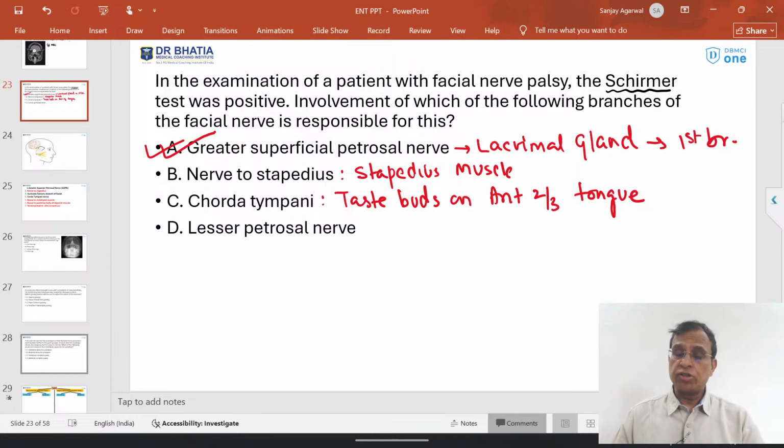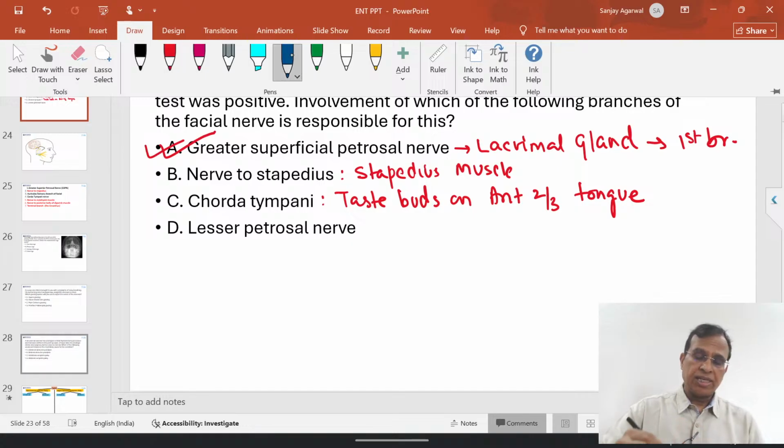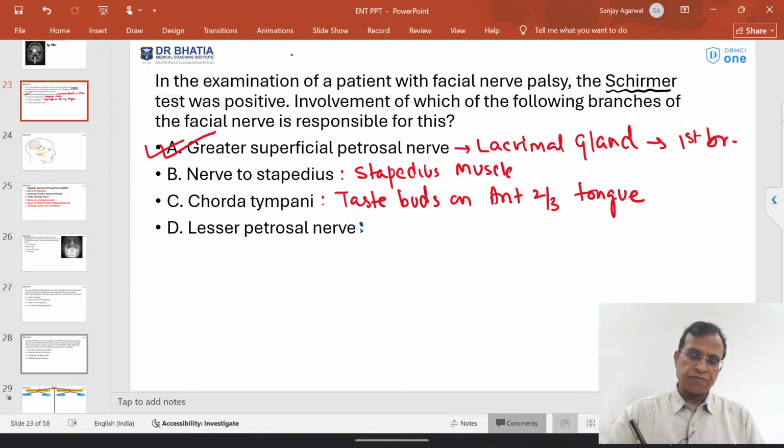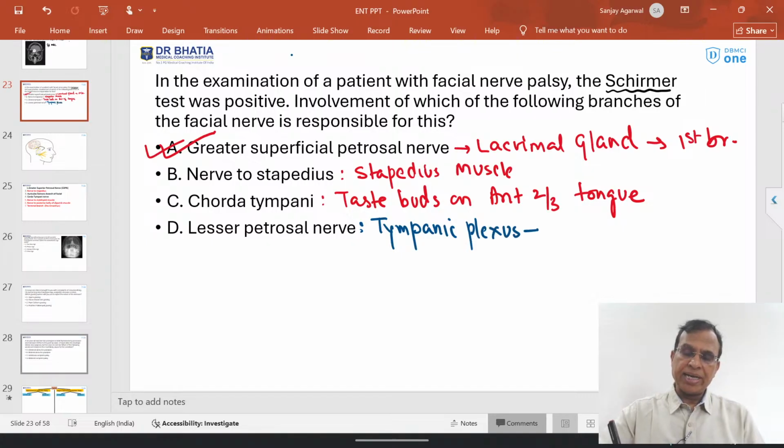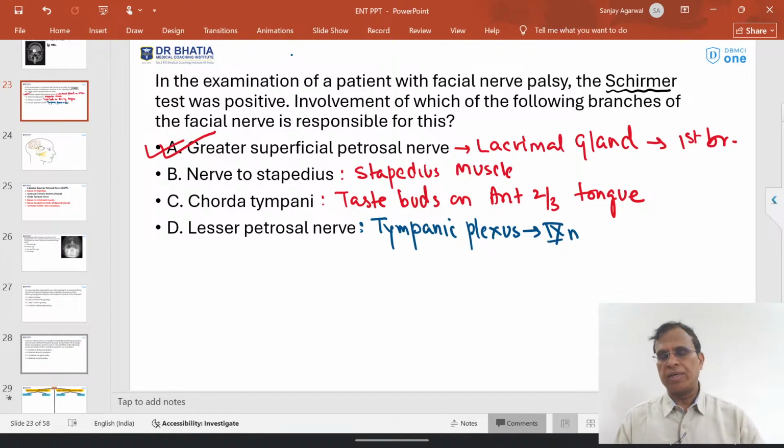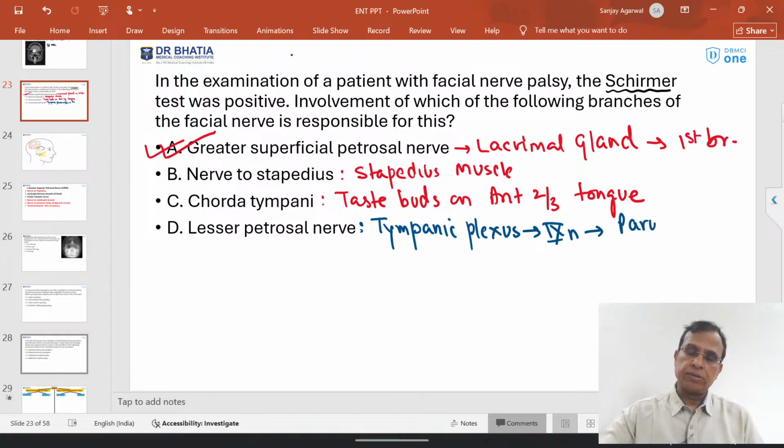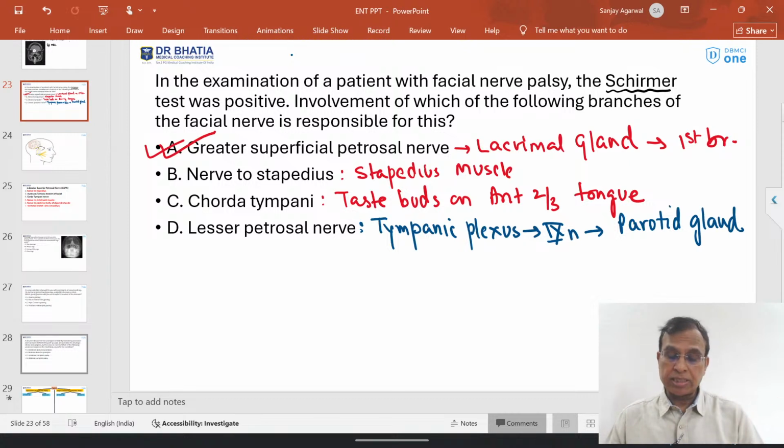Lesser petrosal nerve is not the branch of facial nerve. तो ये तो आंसर हो ही नहीं सकता है ना. Lesser petrosal nerve is a branch of tympanic plexus. It mainly carries the fiber of the ninth nerve. Mainly, इसमें और fibers भी होते, predominantly ninth nerve. And the main thing it supplies is the parotid gland. ये parotid gland को supply करता है mainly. This is the main purpose. Okay, lesser petrosal nerve.